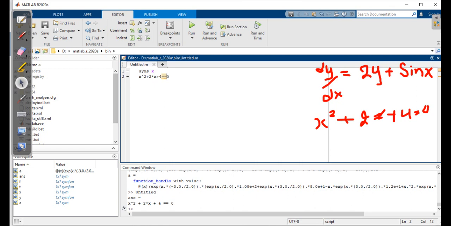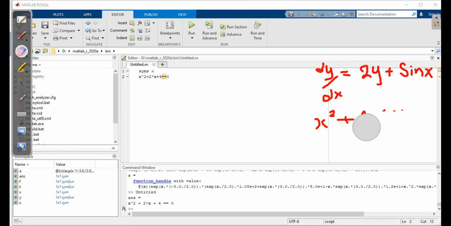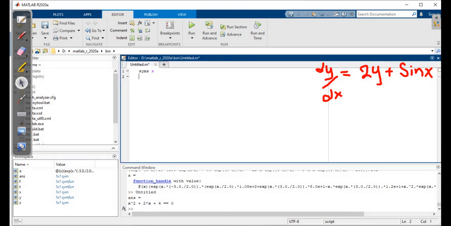So let's remove it, and now we will see some more concepts. Derivative: how to take a derivative in MATLAB? This is a very easy and simple way.